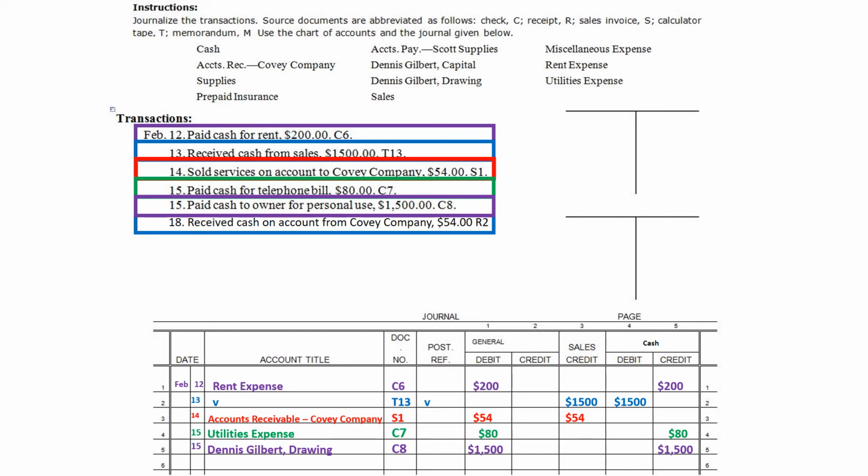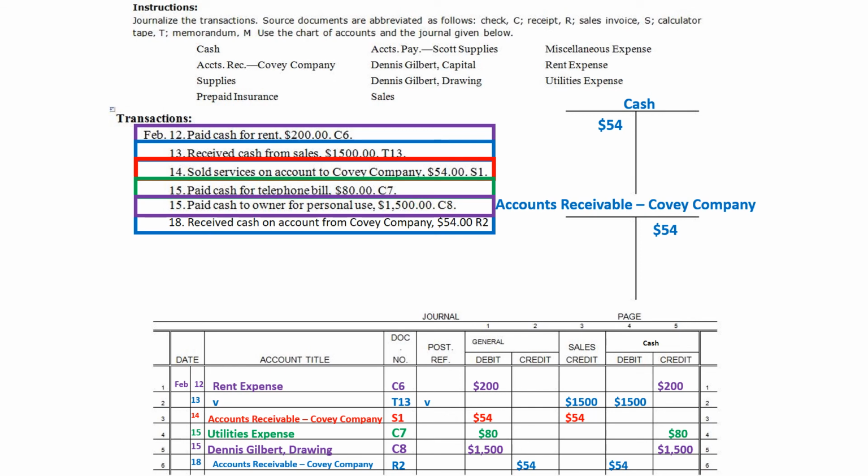Now, received cash on account from Covey Company. This is talking about a previous transaction. So on the 18th, we received cash on accounts receivable. So cash is going to be going up because it's an asset. It's left-hand side. Therefore, we're going to debit cash. Accounts receivable is an asset, and it's going to be going down. So since it's going down, we're going to credit it $54. So I'm going to put the date. My general debit and credit description is going to be accounts receivable Covey collection. R2, again, there's my indication. R is a cash debit. Okay, so I'm going to credit accounts receivable, and then I'm going to debit cash for $54.